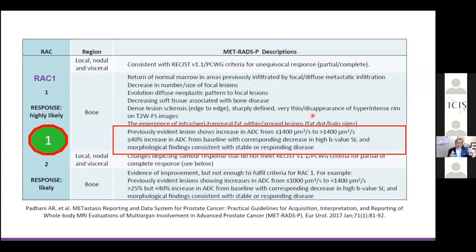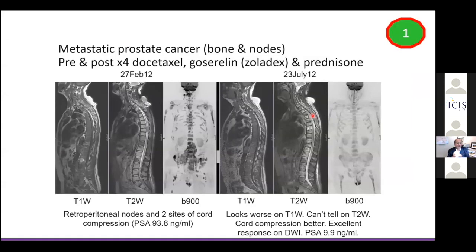But there are also ADC criteria. And these ADC criteria relate to the fact that there's an increase in the ADC value. And I just thought I'd show you that here. So this is another man with prostate cancer, before and after docetaxel, this time in the middle of treatment after 4 cycles. We can see these retroperitoneal lymph nodes improving.